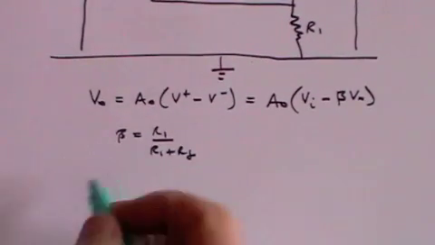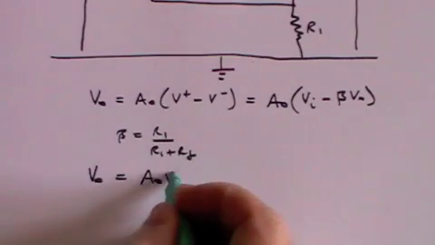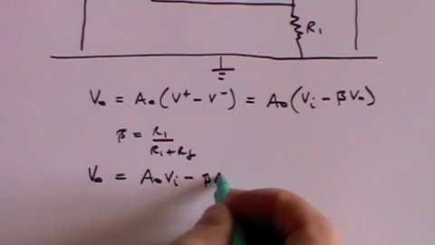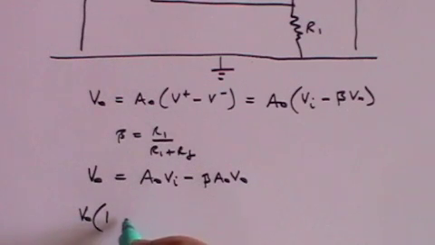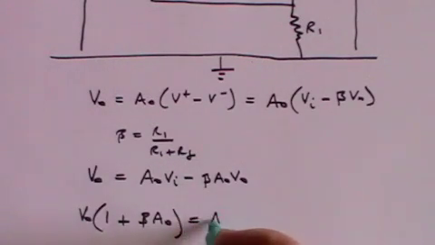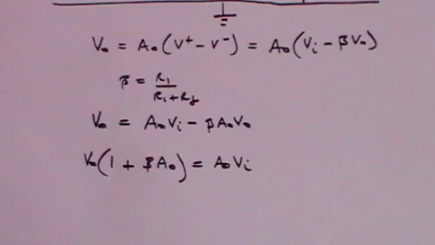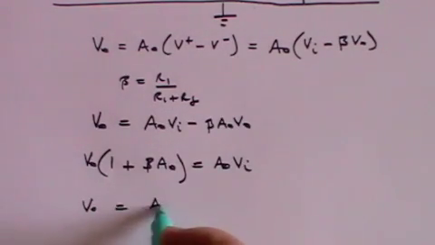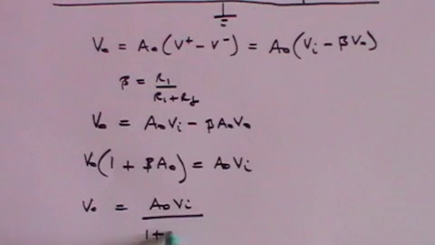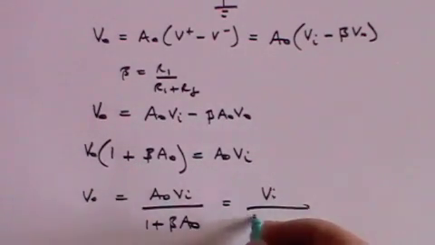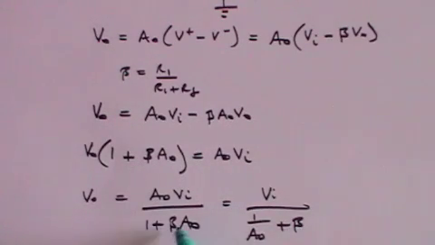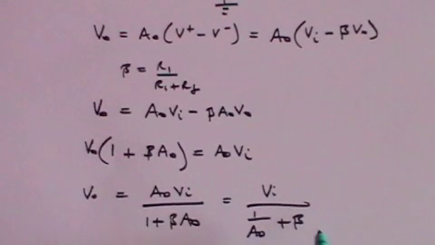And now it's just a case of going through the maths. That means that V out equals A naught V in minus beta A naught V out. Bringing V out onto one side, you've got V out into 1 plus beta A naught equals A naught V in. So V out is equal to A naught V in divided by 1 plus beta A naught. And if you divide top and bottom by A naught, you get V in divided by 1 over A naught plus beta, because beta times A naught divided by A naught is beta.